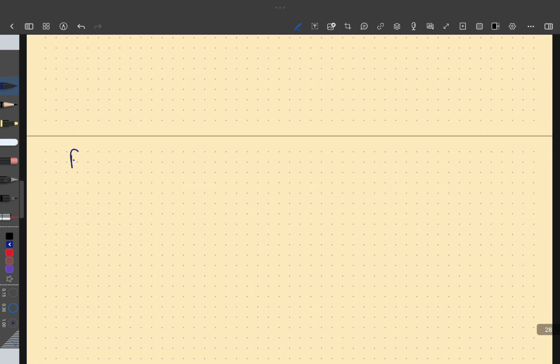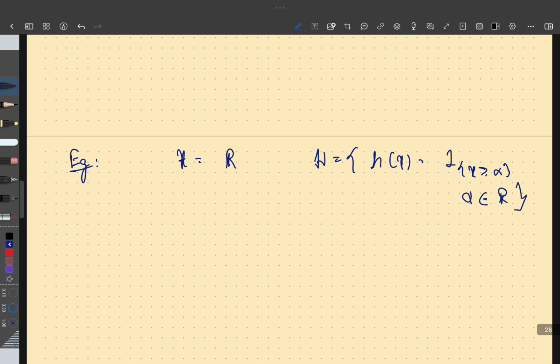So the first example is, let's say, the threshold functions. Let's say X is R, so it's the real line, and the hypothesis class is the set of all functions which can be written as the indicator of x greater than or equal to alpha, where this parameter alpha can be varied over all of R.